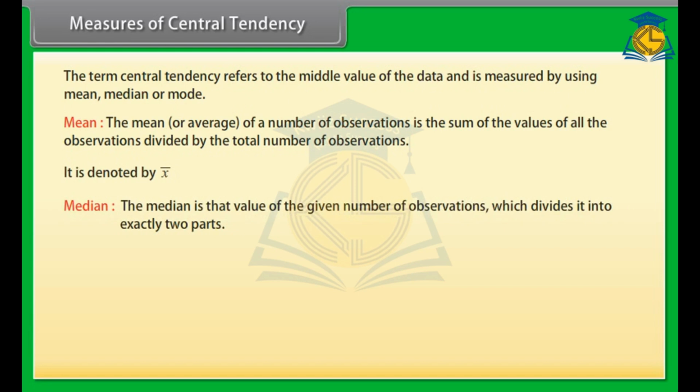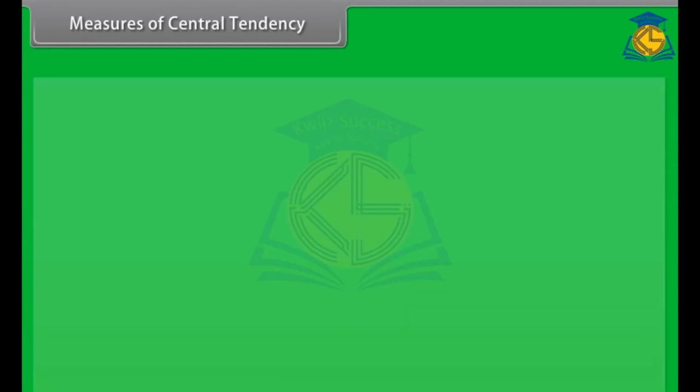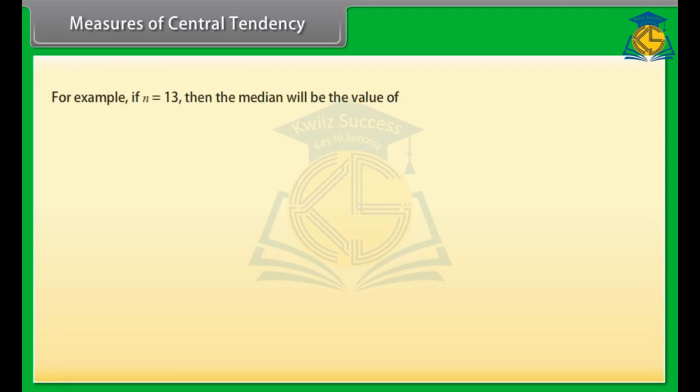Median. The median is that value of the given number of observations which divides it into exactly two parts. When the number of observations, that is n, is odd, the median is the value of the (n plus 1) whole upon 2th observation. For example, if n is equal to 13, then the median will be the value of (13 plus 1) whole upon 2th, that is the 7th observation.